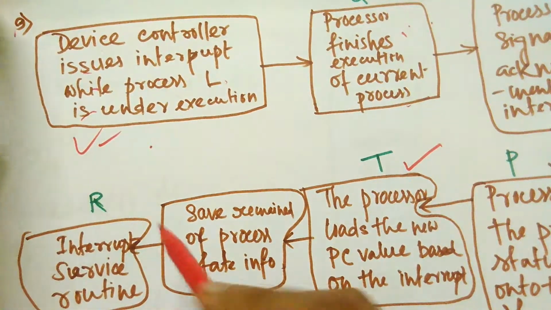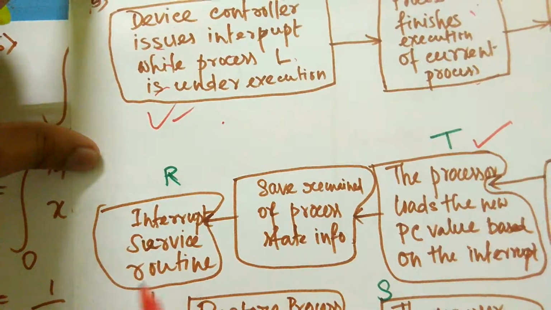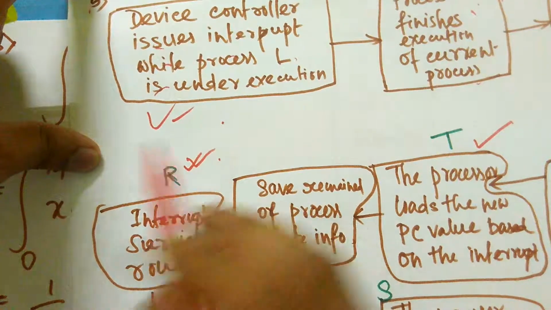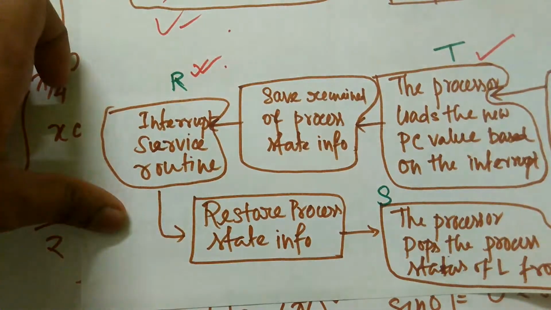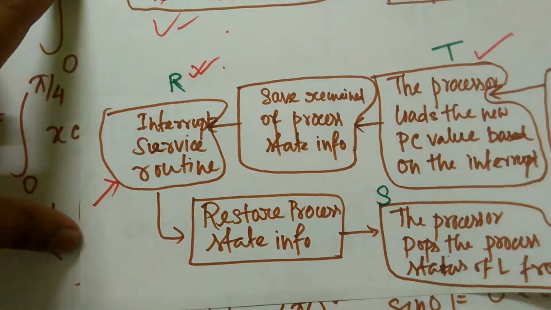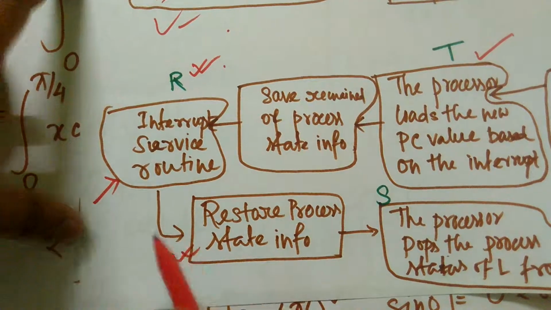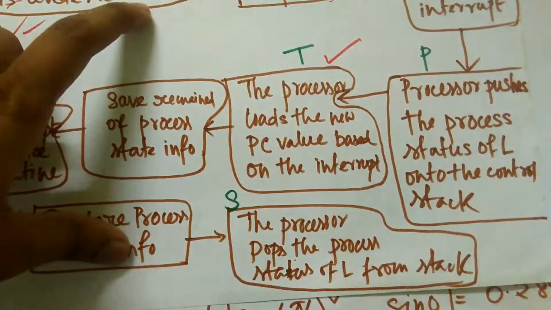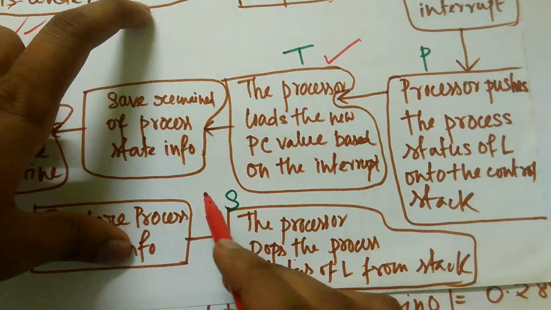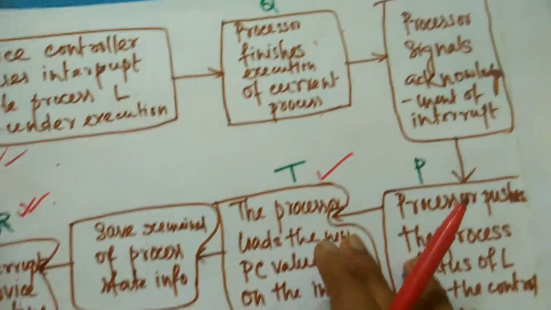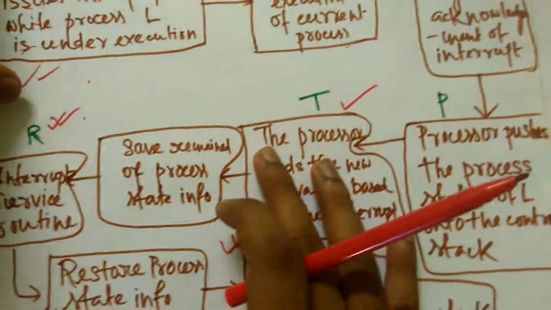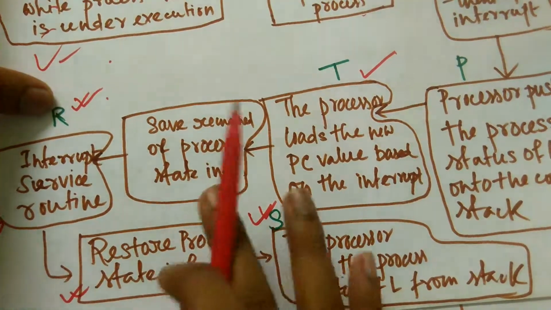After that, the interrupt service routine occurs, which is event R in the question. After the interrupt, the process will be restored, so the process state information is restored. After that, the processor pops the process status of L from the stack, which is event S in the question. So the order is Q, P, T, R and S.